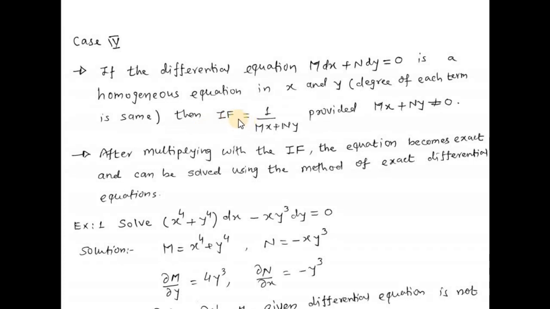Then the integrating factor is given by 1 divided by Mx plus Ny, provided that Mx plus Ny is not equal to 0. That means this denominator is not equal to 0. After multiplying with this integrating factor, the equation becomes exact and it can be solved using the method of exact differential equations. So let us discuss examples related to case 4.